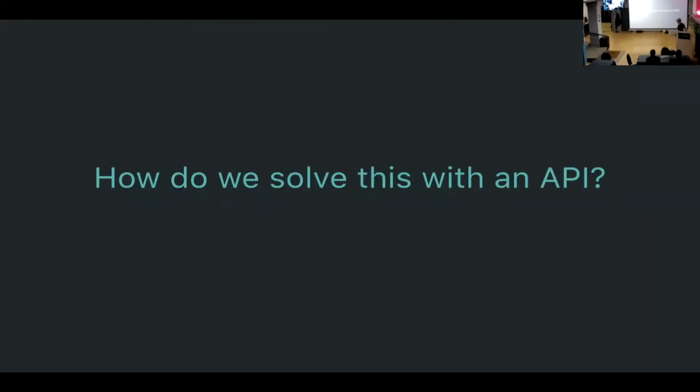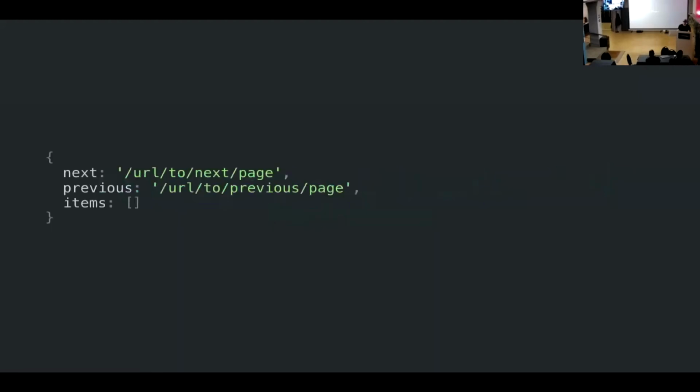And in order to figure out how to solve this, we know APIs have solved it, right? We're dealing with APIs, and how have they solved it? They have solved it with pagination, right? You can paginate your data. That typically works like this.